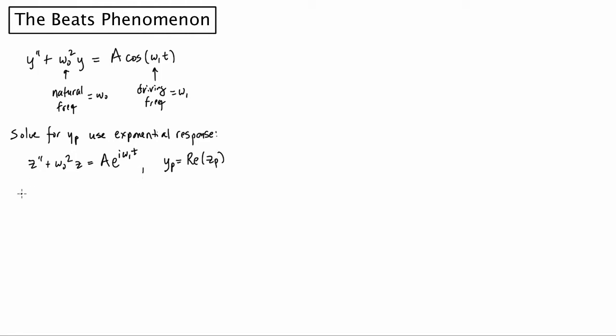So, using the exponential response formula, this particular solution is a e to the i omega 1 t divided by the characteristic polynomial evaluated at the root i omega 1. If you work that out a little bit further, the characteristic polynomial here is r squared plus omega naught squared, so it's (i omega 1) squared plus omega naught squared. That is the characteristic polynomial with i omega 1, because that's the frequency, or the r value for e, plugged into it.